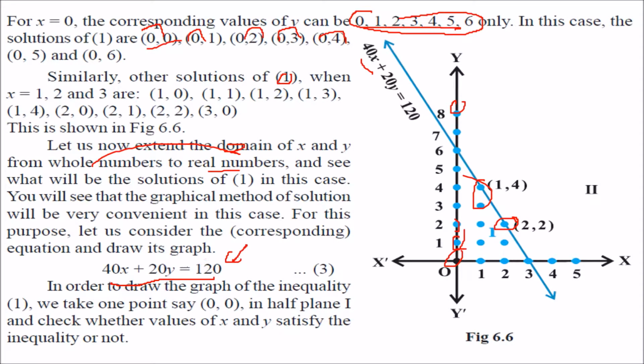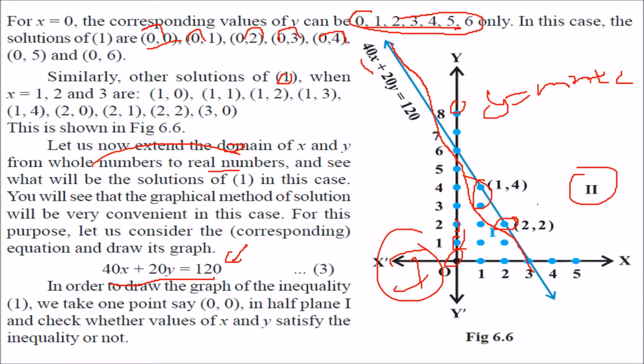When we convert it into an equality, we can easily make the line, because this is just like a line, y equal to mx plus c. So once you make the line y equal to mx plus c, you see that it divides this plane into two halves. This is your second half, this is your first half. So we have two halves when we make this line.